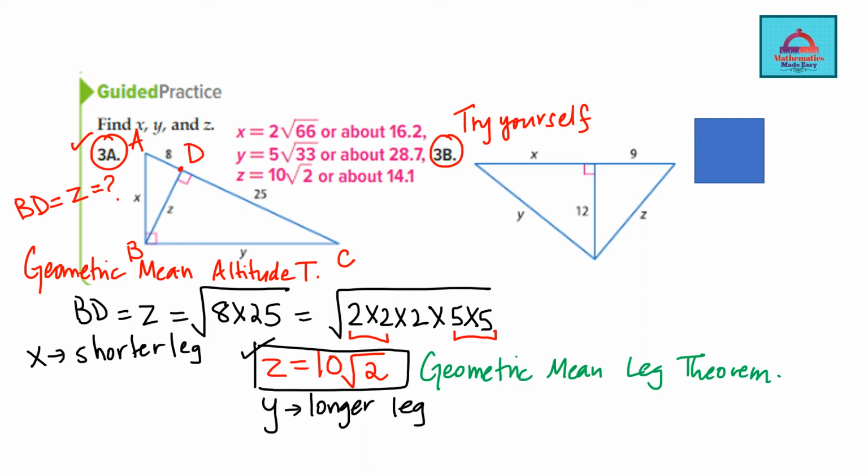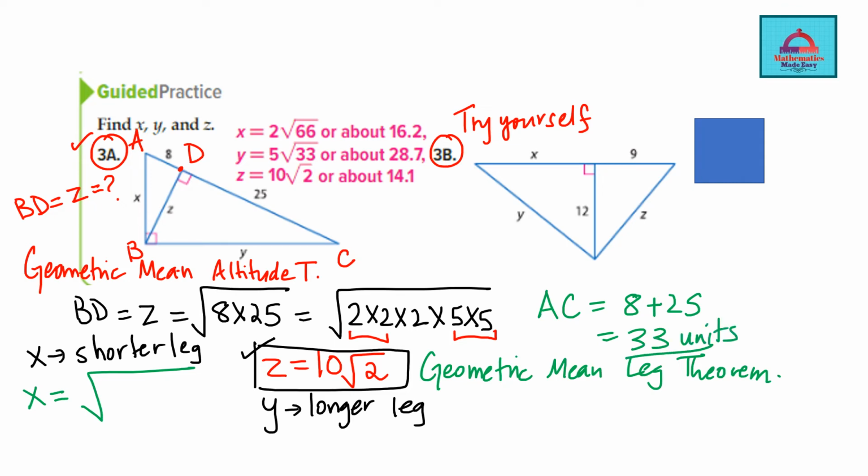X is the shorter leg. So the formula says that X is going to be the geometric mean of the whole length of the hypotenuse, which is AC. So let's find that. AC is going to be 8 plus 25. So this is going to be 33 units, right? Now this 33 you have got, and what is the segment closer or adjacent to X? It is 8. So that means 8 will be multiplied with 33 to get the value of X.